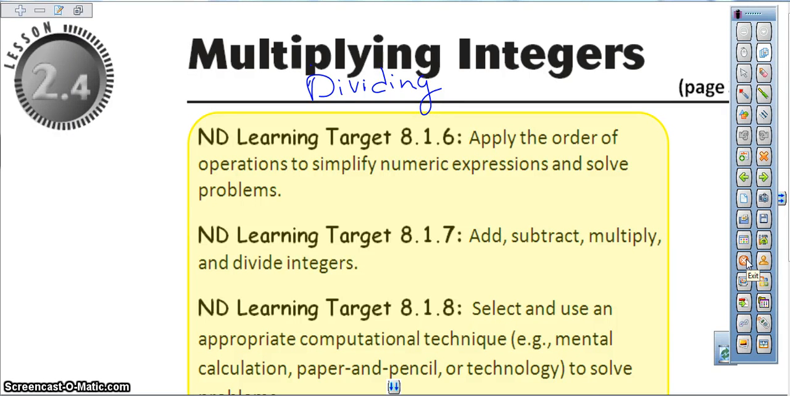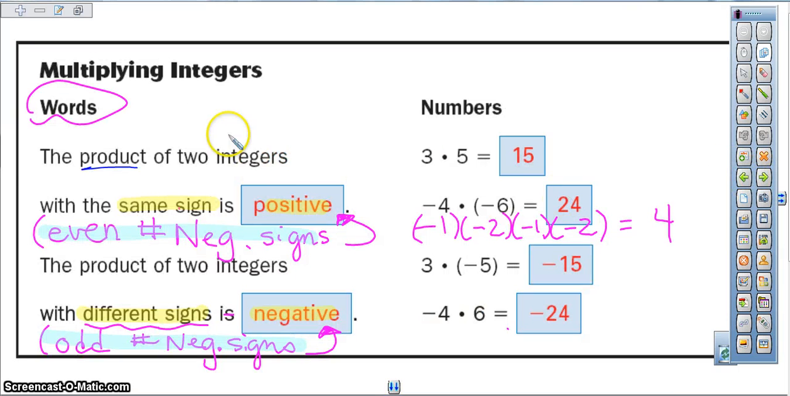This is Mrs. Thompson. We are looking at your lesson tonight for lesson 2.4 and 2.5. The lesson works with multiplying and dividing integers. When we multiply and divide integers, we have a couple of rules. Key thing to keep in mind, the word for multiplication, one word is product.